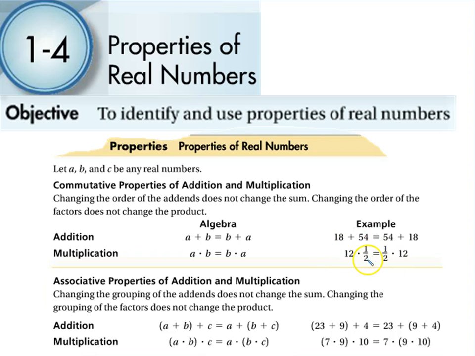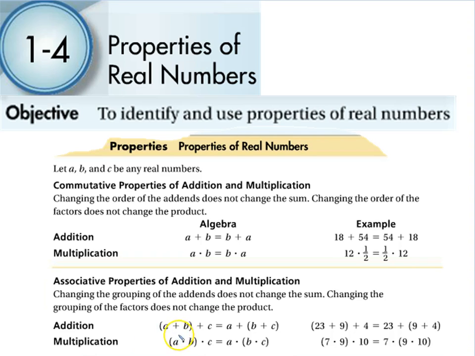We saw that a little bit in section number 1 when we were working with p plus 4 and 4 plus p. Those two things are commutative. Then we have associative down here, and basically it just means we group things together differently.